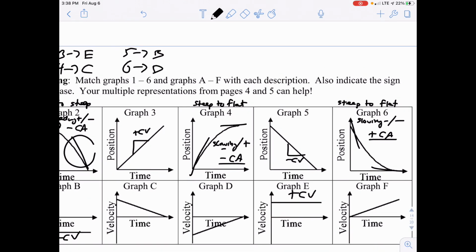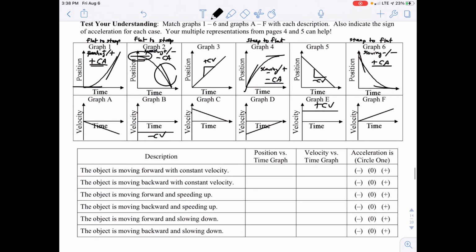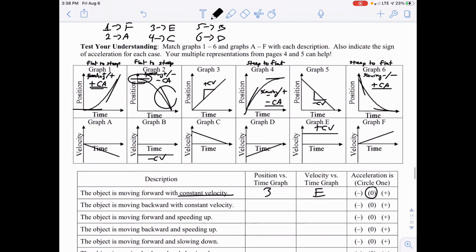Now let's fill out the descriptions so we can match all this, okay? So the first one, the object is moving with constant velocity forward. Again, that would be 3 and E. All right, if you're moving with constant velocity, you have no acceleration. Moving backward with constant velocity. Well, backward with constant velocity, that would be B. That would be 5 and B. That matched. And again, constant velocity is showing you 0 acceleration.